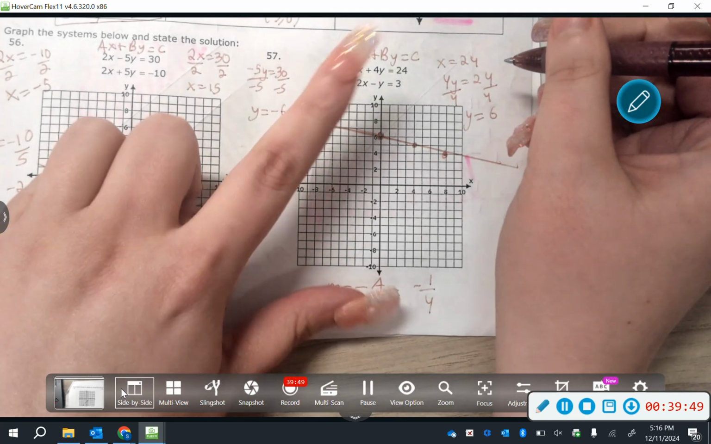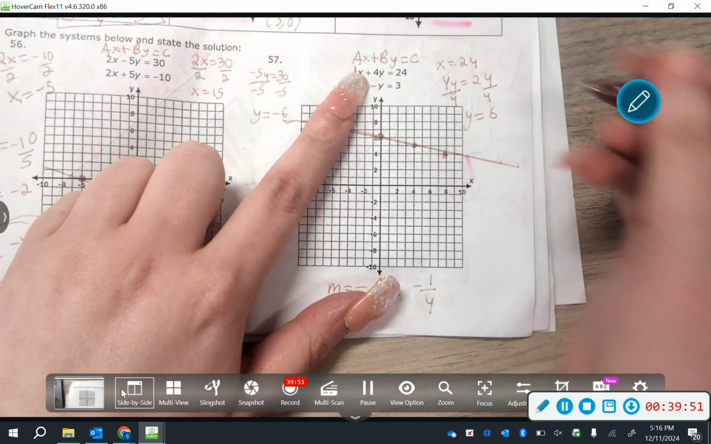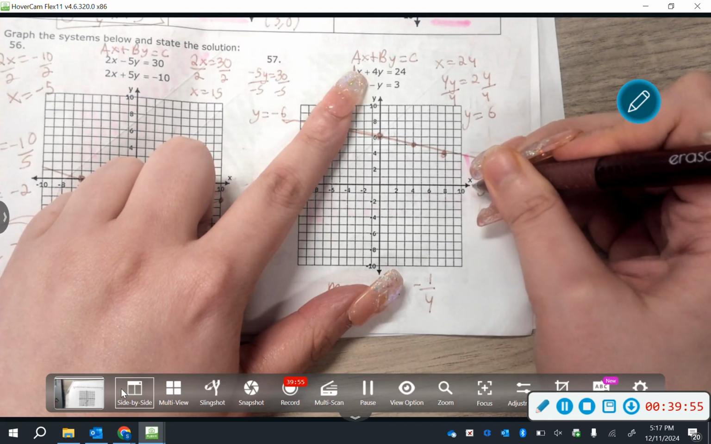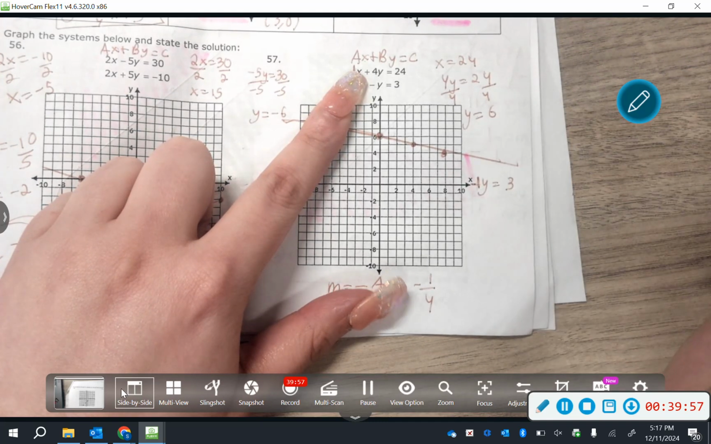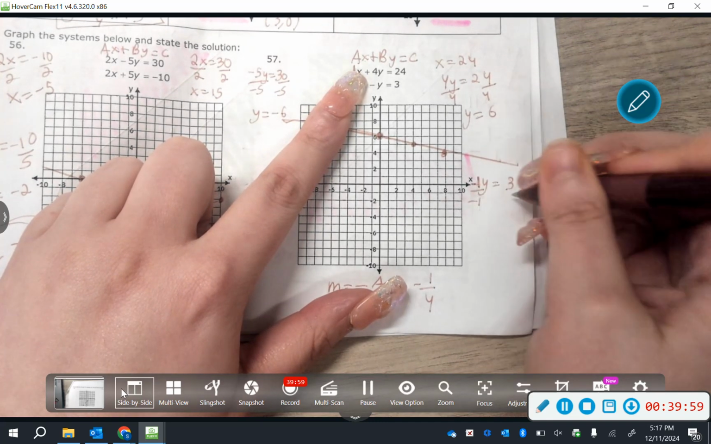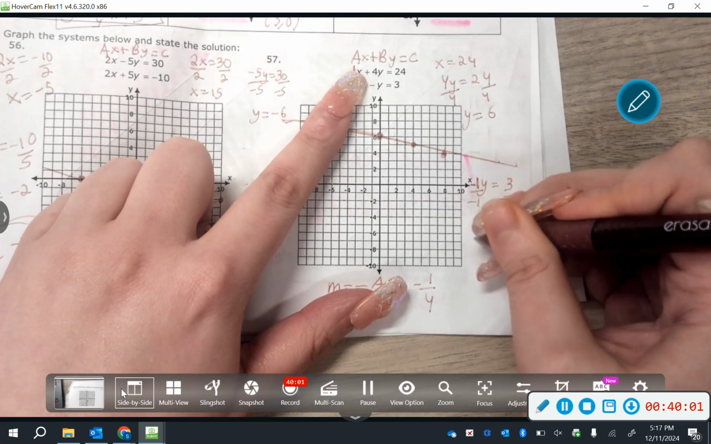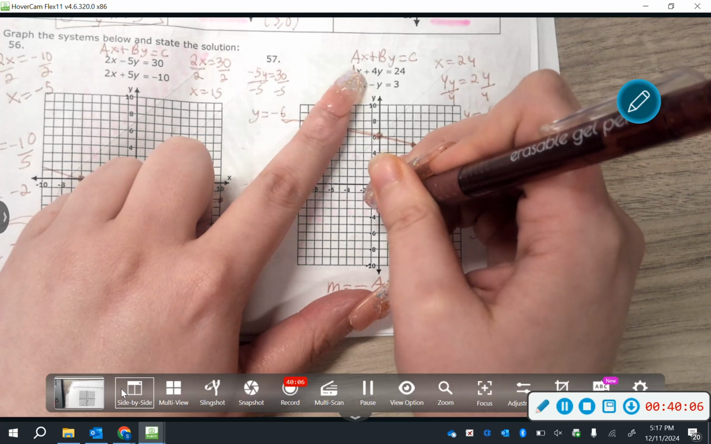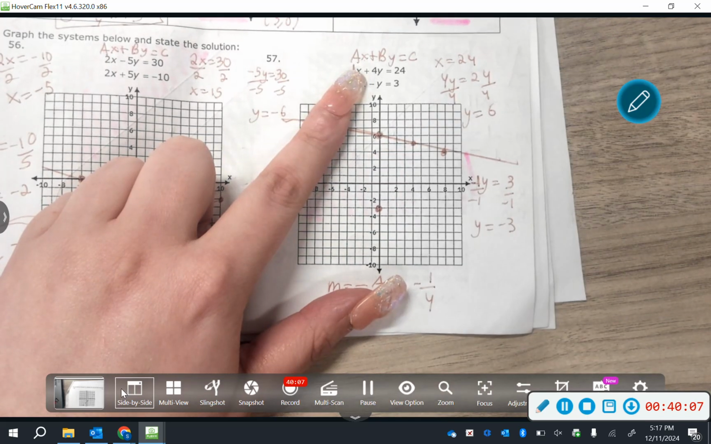All right, if I do it on this one, cover-up method, I have negative y equals 3. There's no number in front of my y, it's a 1, so it's a negative 1. Divide both sides by negative 1. Y equals negative 3. So I'm going to go ahead and plot a point on my y-axis at negative 3.